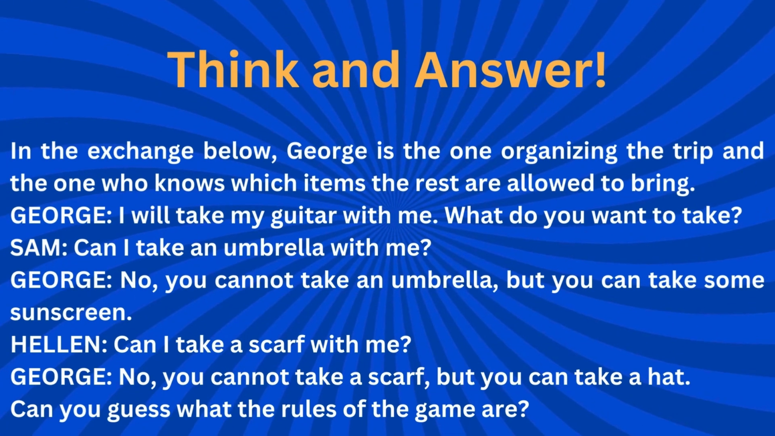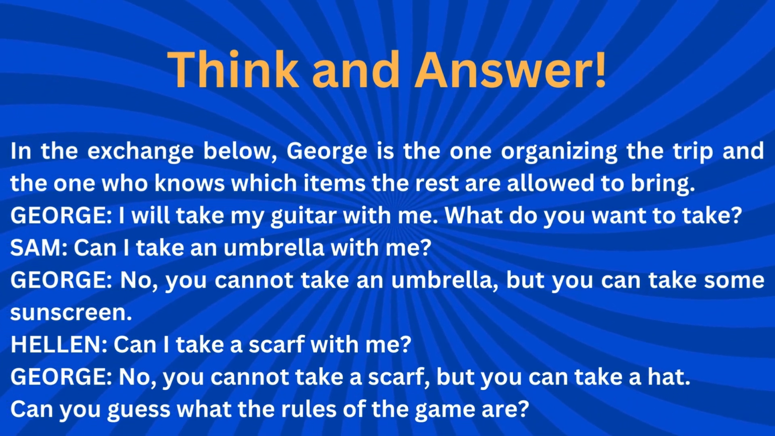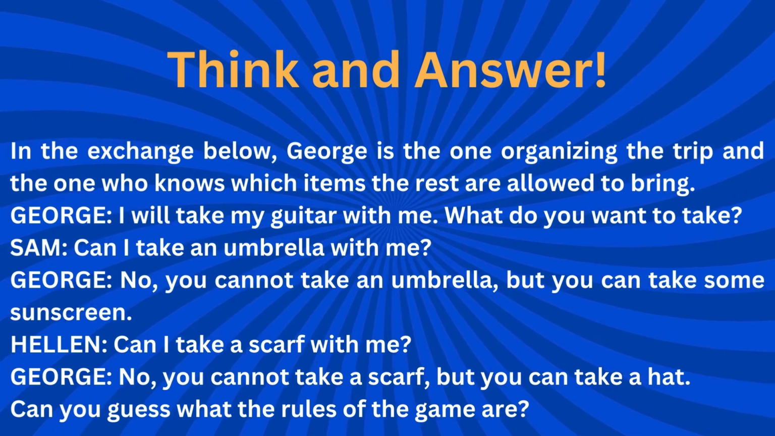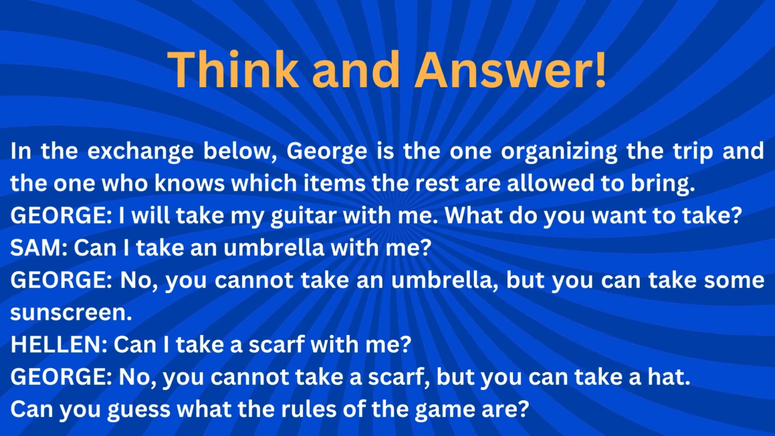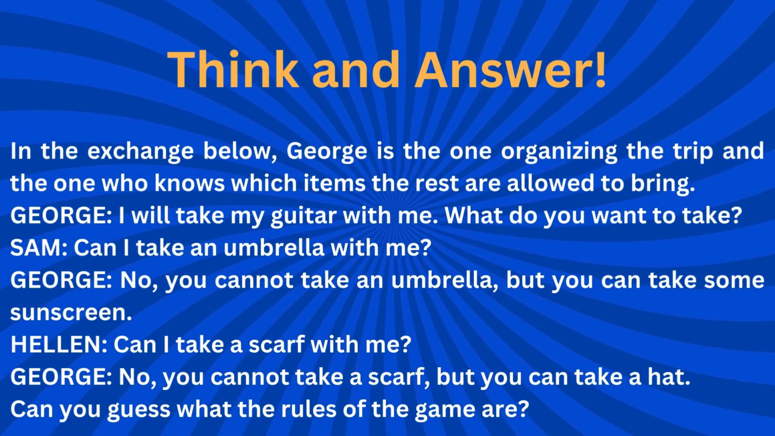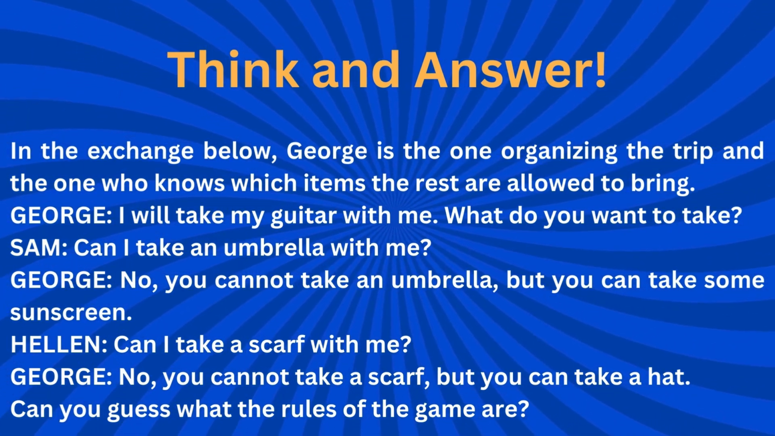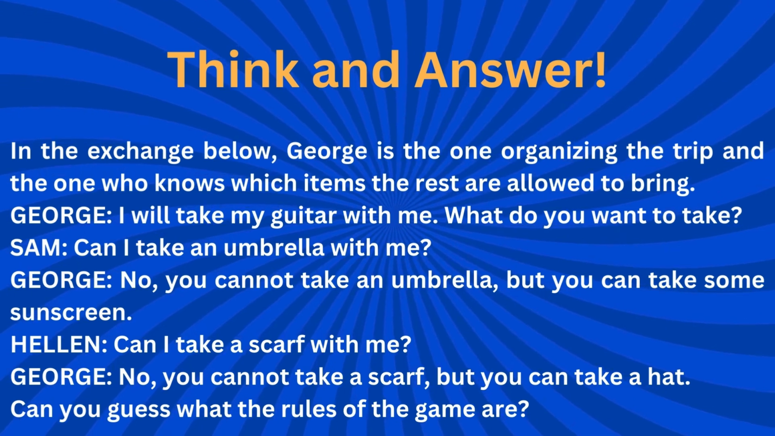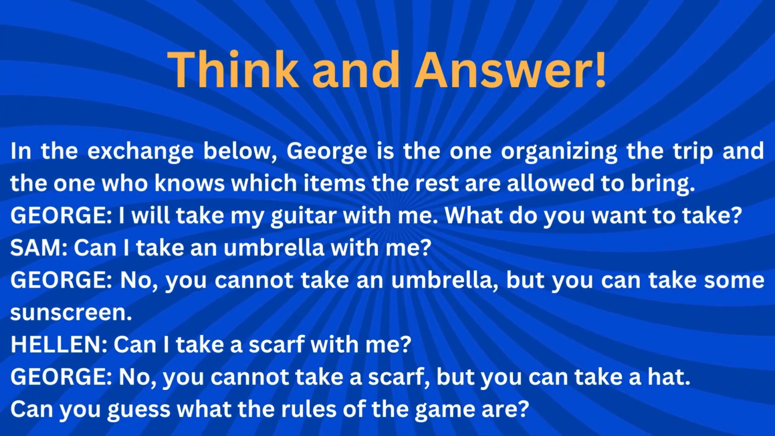Think and answer. In the exchange below, George is the one organizing the trip and the one who knows which items the rest are allowed to bring. George: I will take my guitar with me. What do you want to take? Sam: Can I take an umbrella with me? George: No, you cannot take an umbrella, but you can take some sunscreen. Helen: Can I take a scarf with me? George: No, you cannot take a scarf, but you can take a hat. Can you guess what the rules of the game are?